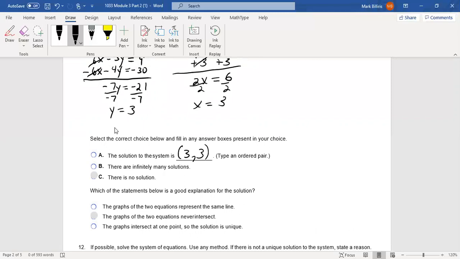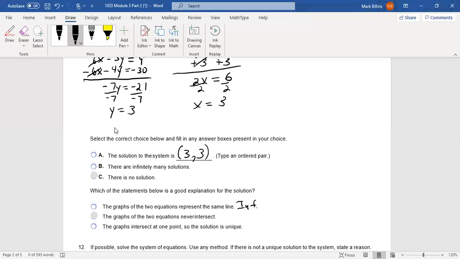Now it says, which of the statements below is a good explanation? So think about when we graph. If I have one solution, that's where two lines will intersect. So in this case, my possibilities are the graphs of the two equations represent the same line. That's not true, or I'd have an infinite number of solutions. So in this case, that would be if I had an infinite number. I have a single solution.